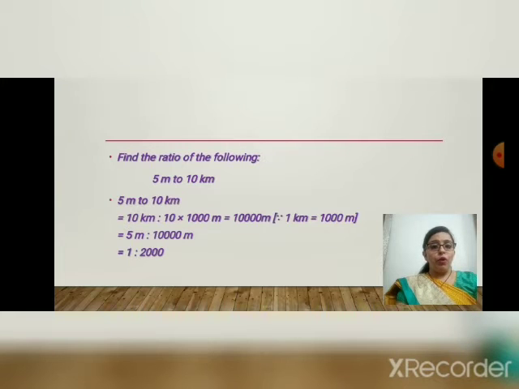Find the ratio of the following, that is 5 meter to 10 kilometer. In this, their units are different. First, we have to make their units the same. So here I can convert 10 kilometer to meter. Then after that, I will convert into the simplest form. That is 5 meter to 10,000 meter. Meter will cancel with the meter and 5 divided by 10,000 is 1 upon 2,000. So here the ratio is 1:2,000.